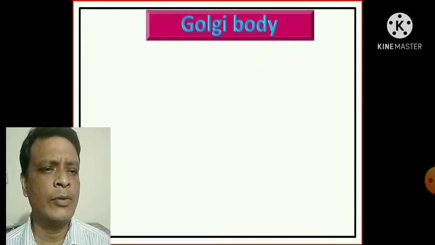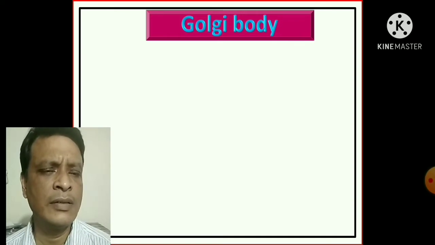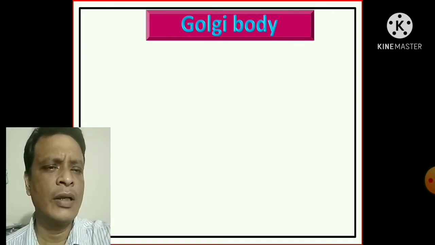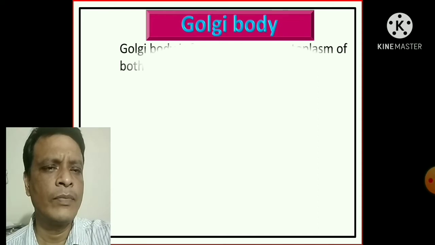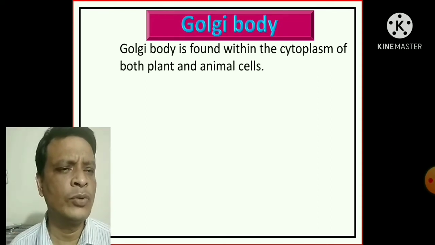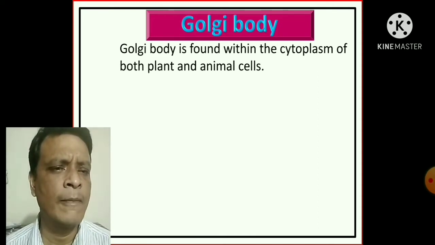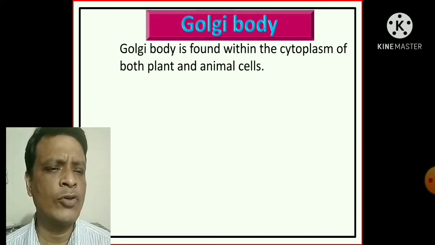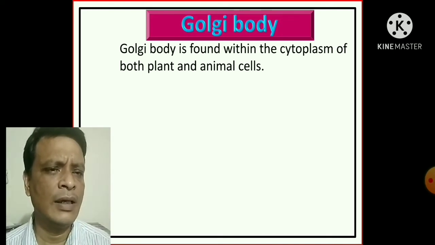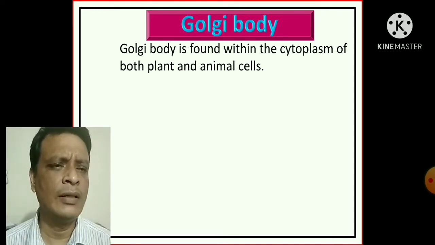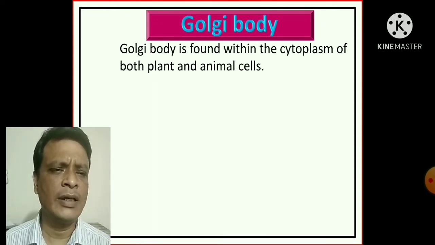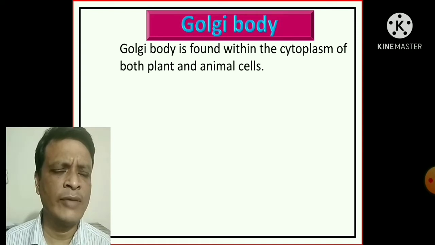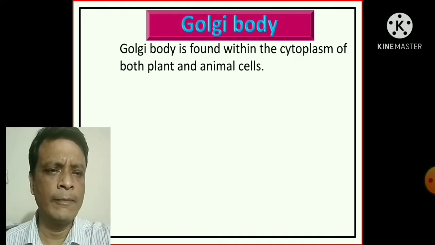Now let's discuss another cell organelle. This is a membrane-bound cell organelle, the Golgi body. Golgi body is found within the cytoplasm of both plant and animal cells. It is composed of some membrane-bound vesicles and cisternae, and the Golgi body is mainly involved in the synthesis of hormones and some other substances. It can also store protein substances, and various kinds of physiological activities are performed by the Golgi body.